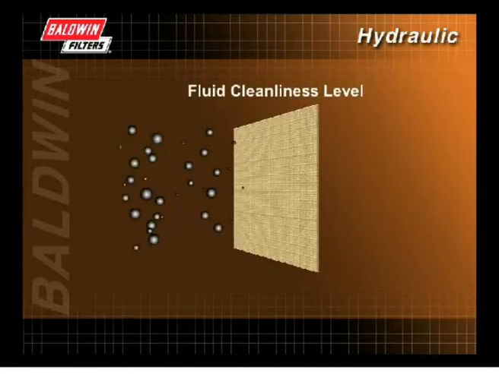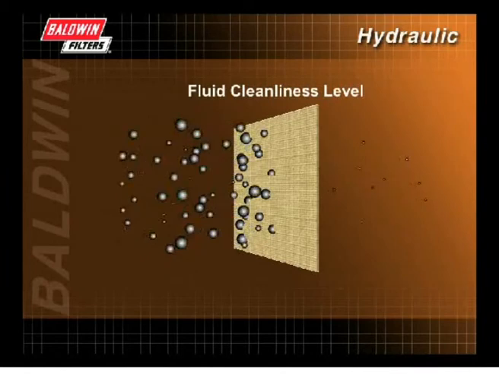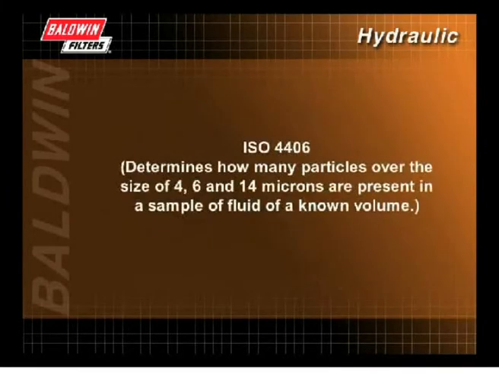Particle counting is the most common method for determining a system's fluid cleanliness level. The ISO 4406 code is used by most manufacturers to determine how many particles over the size of 4, 6, and 14 microns are present in a sample of fluid of a known volume, usually 1 milliliter or 100 milliliters.